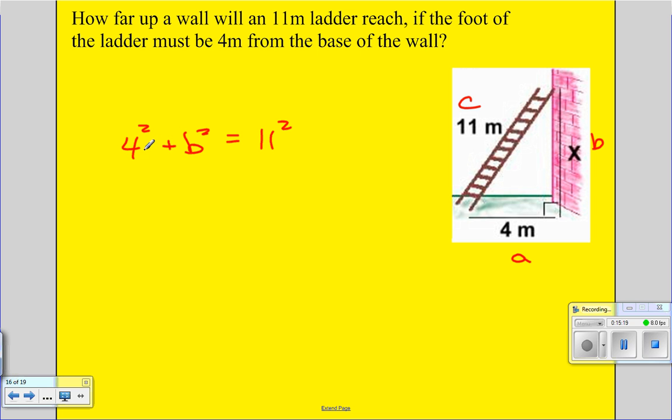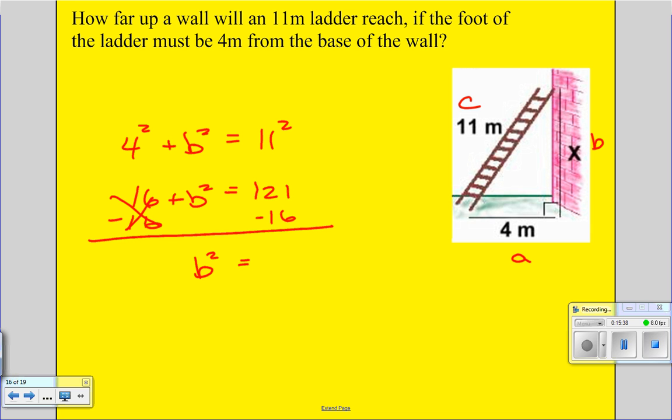I know that 4 times 4 is 16, plus B squared, and 11 times 11 is 121. Now I'm going to subtract away that 16 that's with my variable. This is going to cancel. Positive and negative 16 make 0. B squared equals 121 minus 16. So this will be a 105. So now we're looking for the square root of 105.